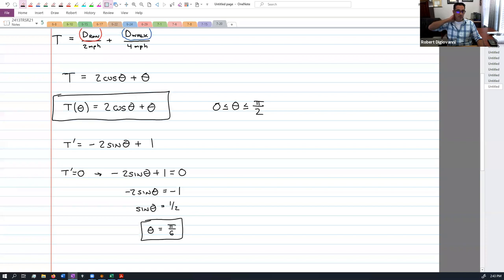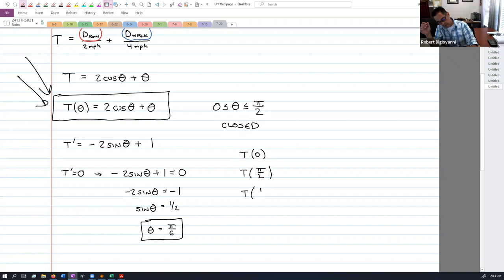Because this is a closed interval, I don't need a number line. What I'm gonna do is take the original time function, not the derivative, and plug in the endpoints, zero and pi over two, and then the critical point we got, which was pi over six, and figure out what we get. We'll probably need a calculator for this. T of zero is two cosine of zero plus zero. Cosine of zero is one, so this should be two.